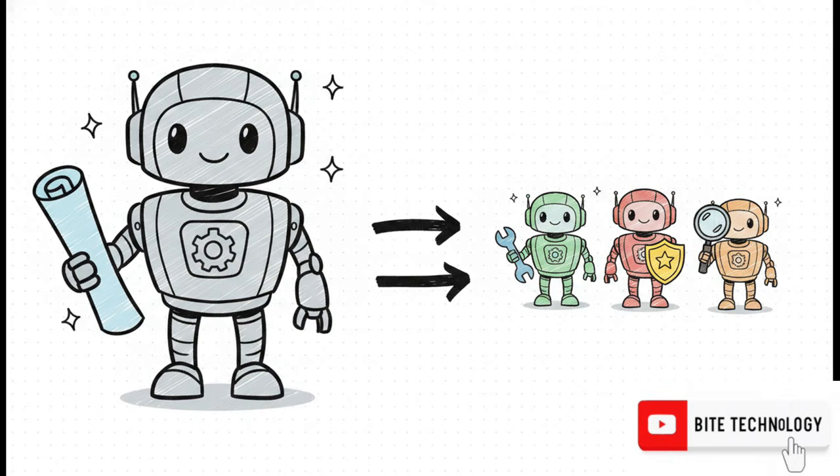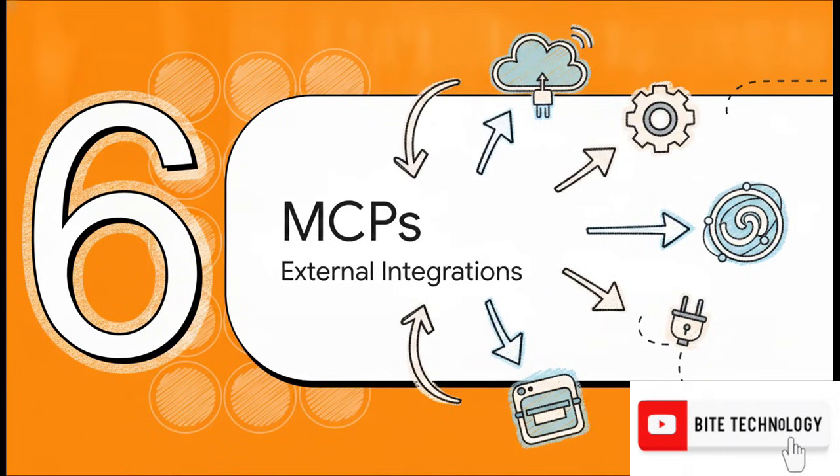Need to check the codebase for vulnerabilities? You just call in your custom security auditor subagent. It focuses entirely on that one niche task so your lead developer doesn't get distracted. And finally, part 6, MCPs, external integrations and auto-testing. Let's bring in some outside help.